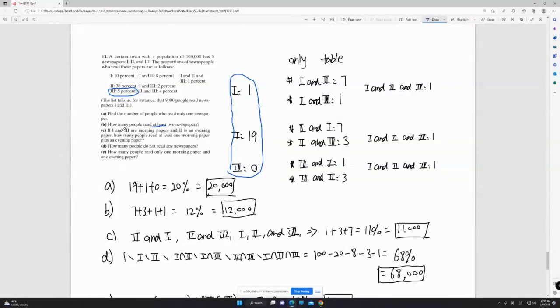And for part C, if 1 and 3 are morning papers and 2 is an evening paper, how many people read at least one morning paper plus an evening paper? Because 2 represents evening, we need to find 2 intersect 1 union 3. So that's equal to 2 intersect 1 union 2 intersect 3. So that would be 2 and 1, 2 and 3, and 1, 2 and 3. So we got 1 plus 3 plus 7 equal to 11,000.